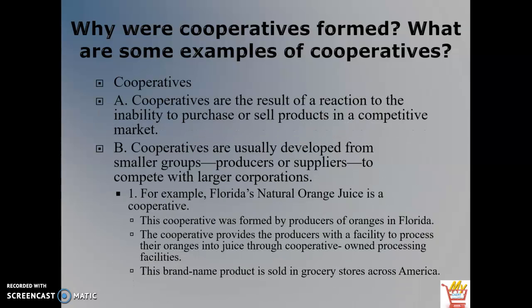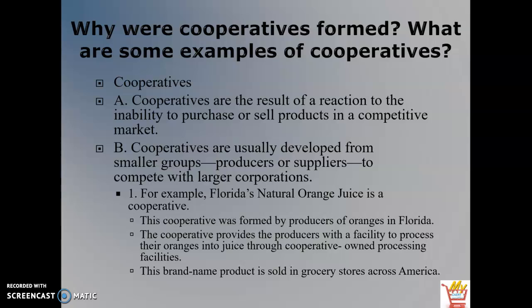So as we said, cooperatives are the result of a reaction to the inability to purchase or sell products in a competitive market. Farmers realized that by themselves, an individual farmer couldn't get the best price for a good. But if they teamed up with a group of farmers in a given area, that would give them more bargaining power, and they could use that power to secure better prices for their inputs and potentially secure better market prices for the goods that they're trying to sell. So cooperatives are usually developed from smaller groups to compete with larger corporations.